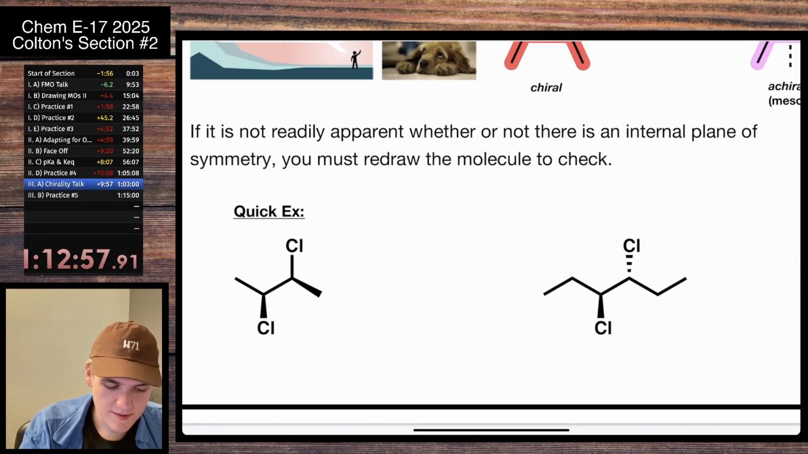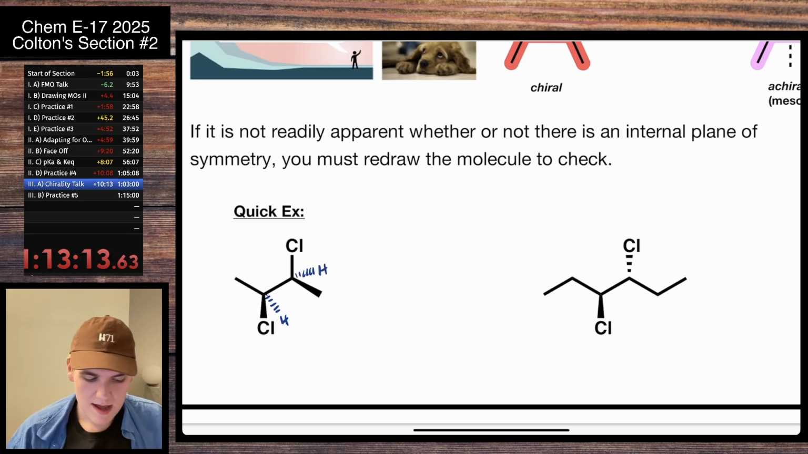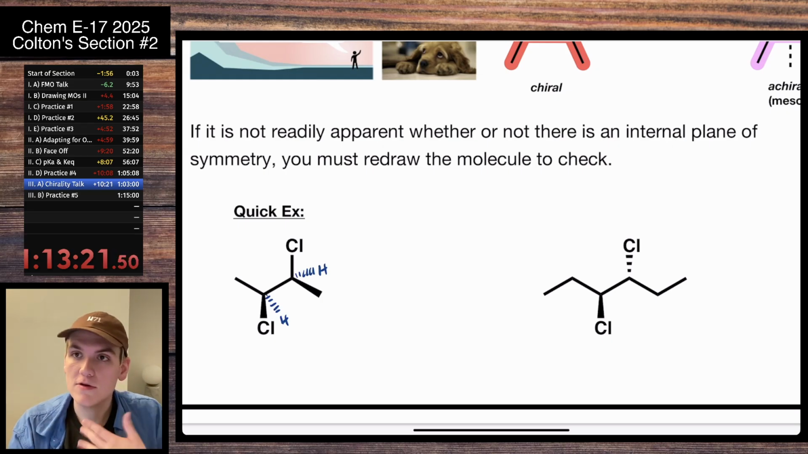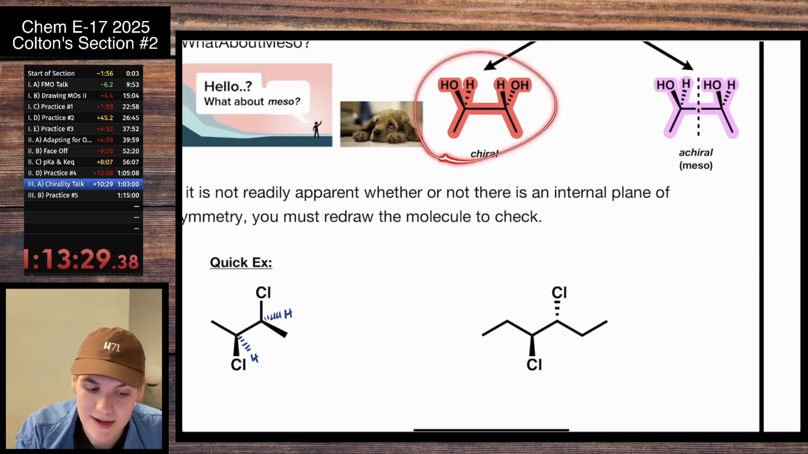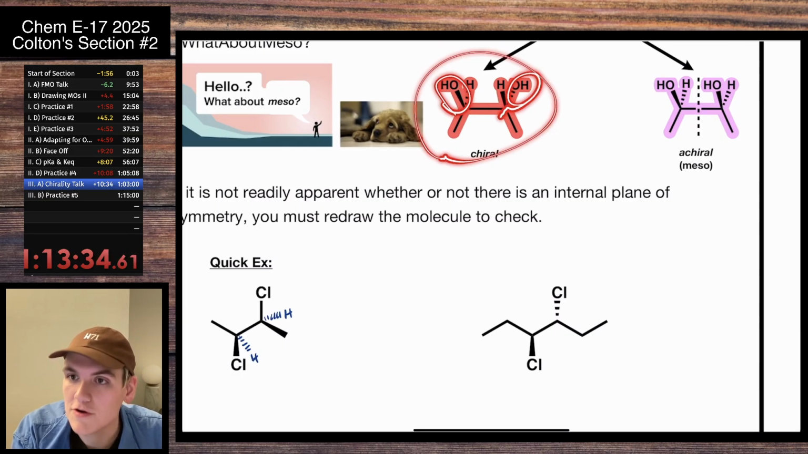but for this first one, it looks like this could have some internal plane of symmetry, right? Like we have a methyl, chlorine, and then there's a hydrogen on a dash over here. And then over here, we have a chlorine, a methyl, and a hydrogen on a dash over here. And it looks like because these have the same thing, they could be a plane of symmetry. But in order to really check it, we need to redraw this molecule or build it and rotate it to specifically see if it's an exact plane of symmetry. Because remember, this looks like a plane of symmetry, but because one's on the wedge, one's on the dash, everything else is in the same spots, this is not a perfect internal plane of symmetry.